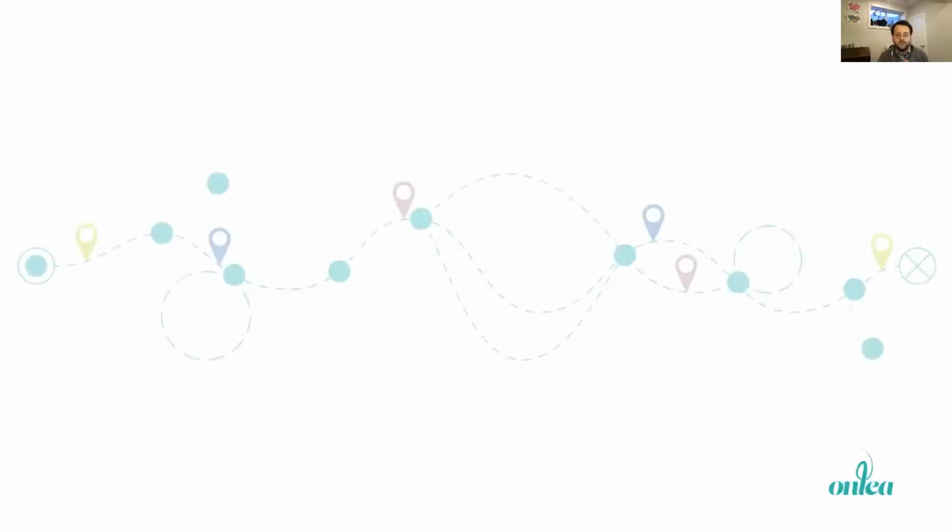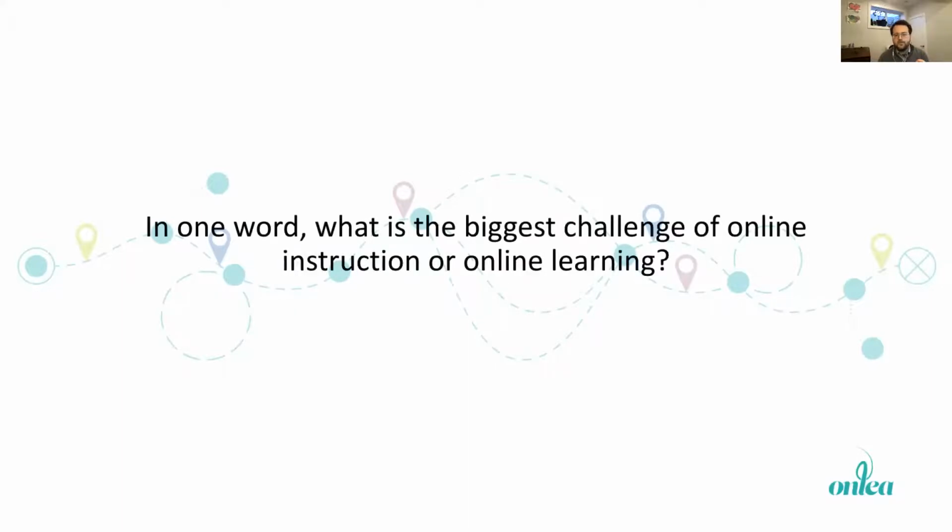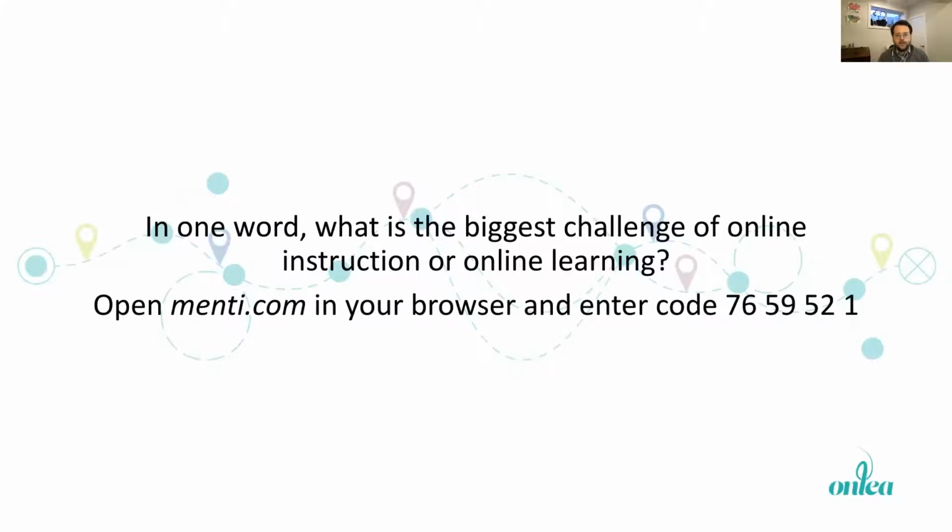So let's jump into the topic. We're going to start by doing an icebreaker activity using a tool called Mentimeter. In one word, what is the biggest challenge of online instruction or online learning? Jeff probably shared a link in the chat for you to jump into and record your answers. If not, you can open menti.com in your browser and enter the following code and just answer the question.